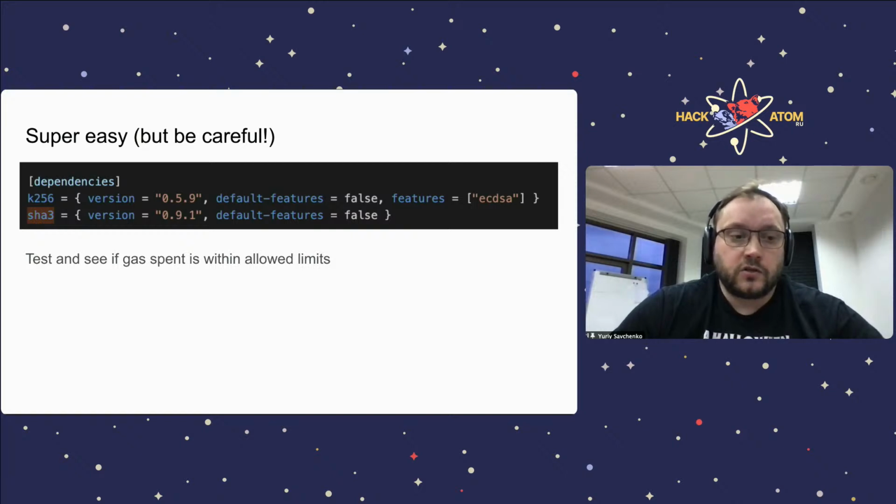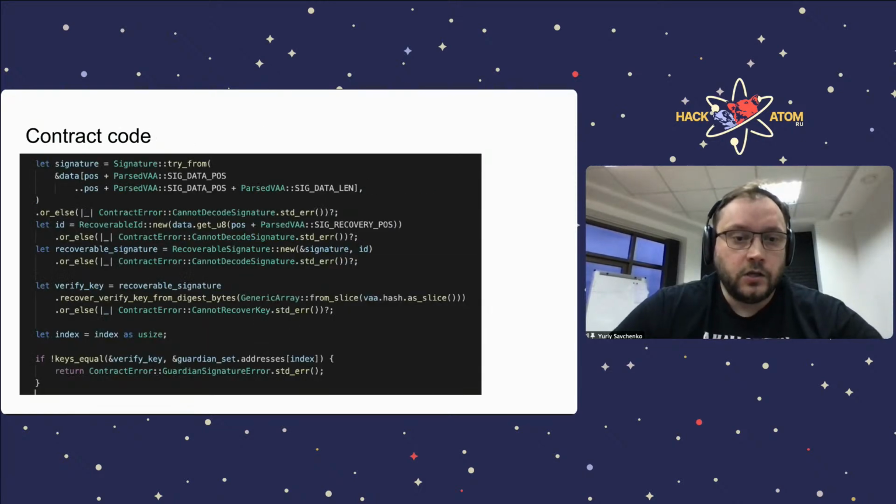So if you want to make these things, check the gas spend. Test and see if gas spend is within allowed limits. On Terra, we were very well within the margin of tolerance for gas. It doesn't have that high requirements. Others might have higher requirements for gas. So guys, if you're implementing these cryptography bits with third-party libraries, make sure you test that for the gas spend.